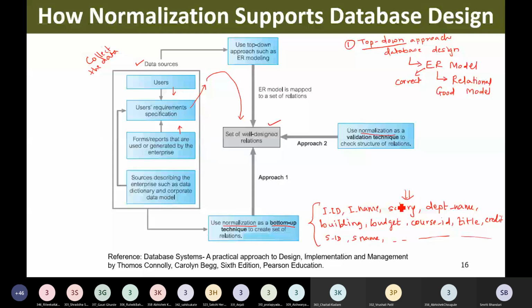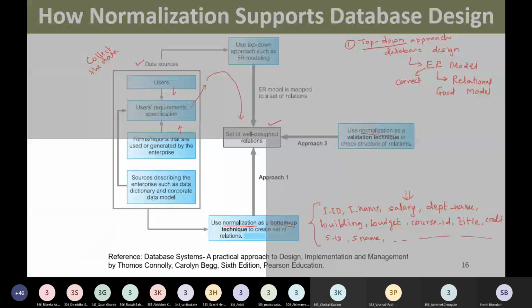After this process, what to do with this data? In the earlier approach, we came up with an ER model and then converted it into a relational model. But now we have lots of attributes, maybe thousands of attributes, and we are supposed to make use of these attributes to come up with well-designed relations.